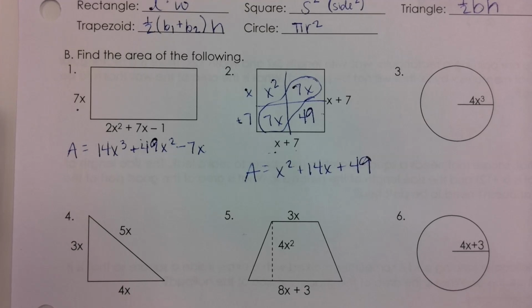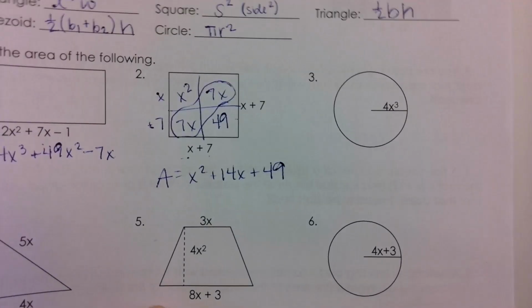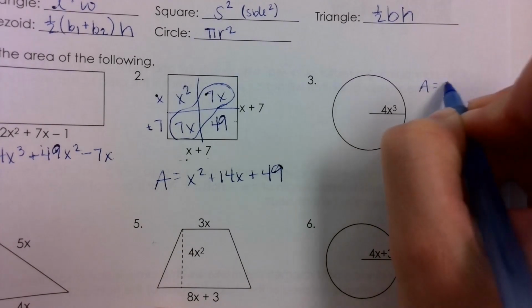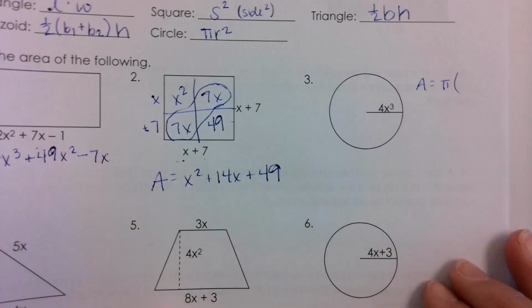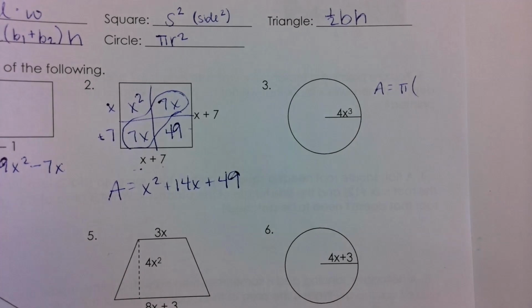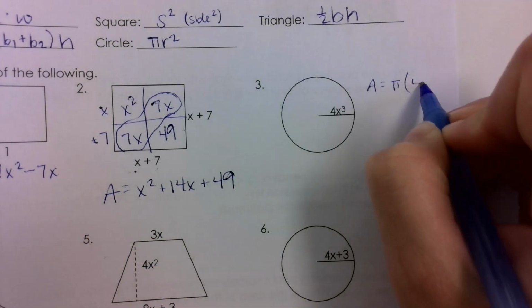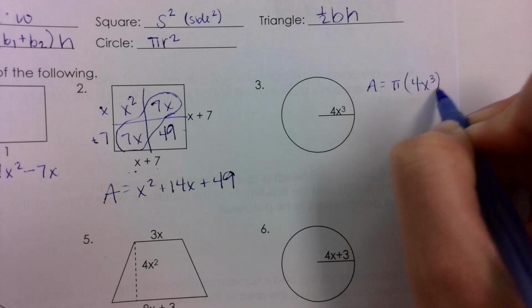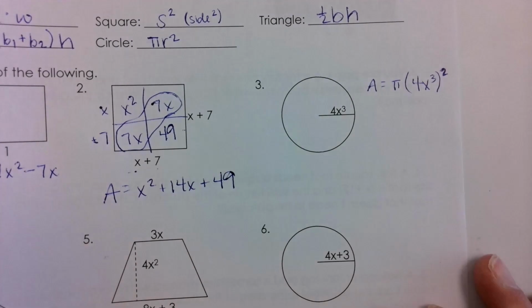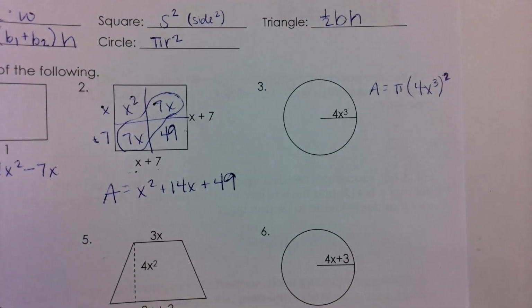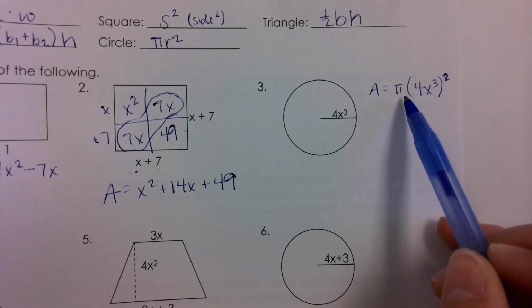Y'all want to try the circle or you want to come back to this last? Y'all ready? Okay. So what's our formula for the area of a circle again? Pi r squared. So we're going to say A equals pi times your radius squared. What is our radius this time? 4x cubed, and all that is squared. So do y'all remember from Monday what we said you have to do when you have a bunch of stuff inside parentheses and it's got an exponent on the outside?